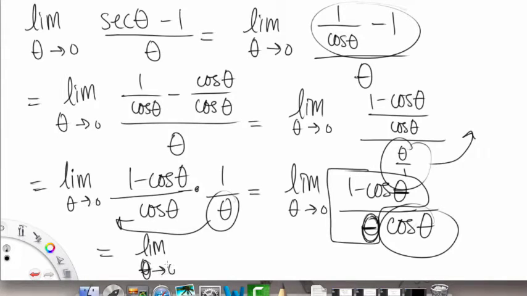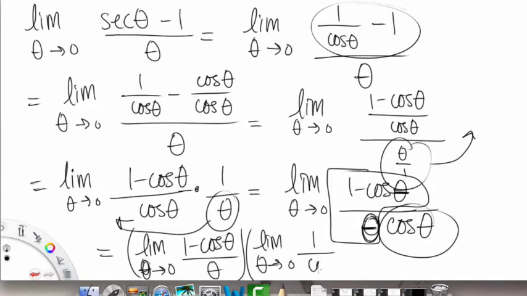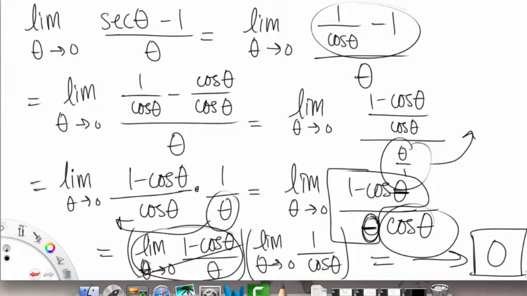So another way to rewrite this is the following. So if we have the limit of 1 minus cosine theta over theta times the limit as theta goes to 0 of 1 over cosine theta. So technically, like I said, we can split this up, but this left limit here, this 1 minus cosine theta over theta, that's automatically going to be a big 0 there. So the entire thing is just going to be 0. Okay? So that's the value of the limit that we were given.